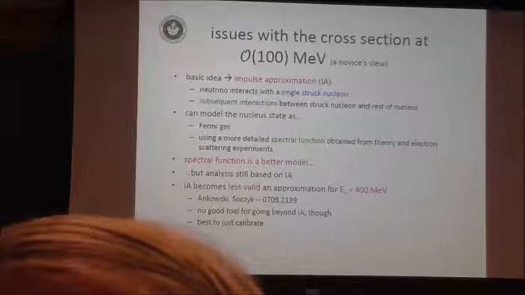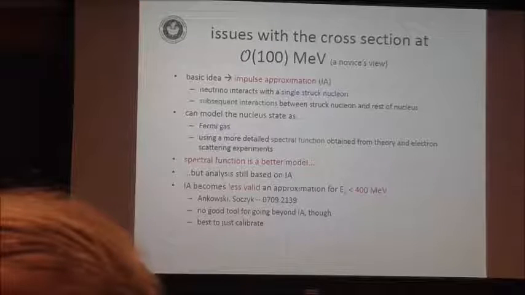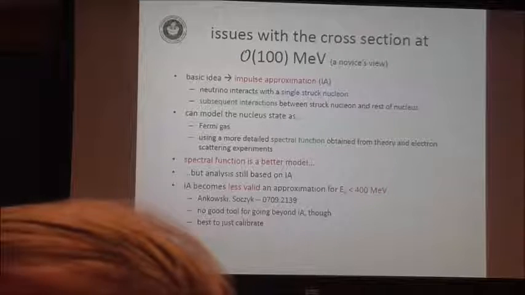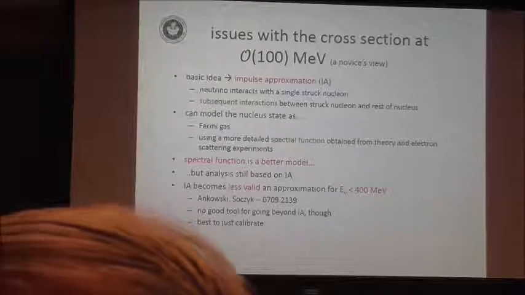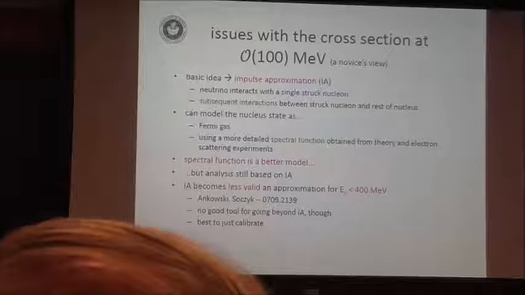In fact, I think these are the people who are involved in the NEUT project. But it leads into a larger discussion of these kinds of models. The real problem is that there's no real good tool for going beyond the impulse approximation. So everyone at this energy range just has to use it anyway. And as I'll mention towards the end, it'll be best just to try to calibrate, and there are ways to calibrate your detector. So I'm really going to use this more as a proof of principle.